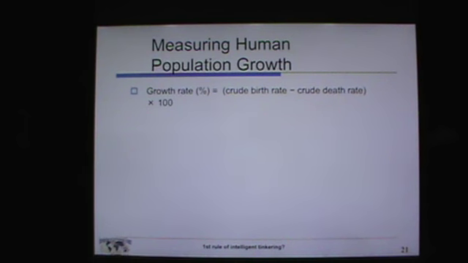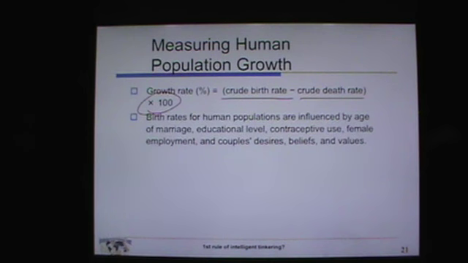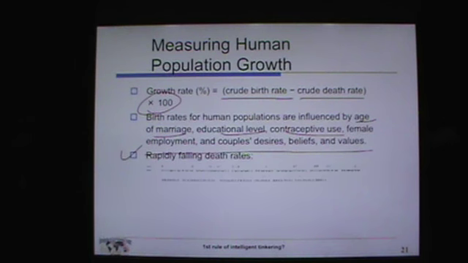So, growth rate, which we talked about before, in percent. Remember, the crude birth rate minus the crude death rate, times 100. Birth rates for human populations are influenced by the age of marriage, education level, contraceptive use, female employment, couples' desires, beliefs, and values. All that affects our birth rates. We make those decisions. One of the things we have definitely seen is a rapidly falling death rate.